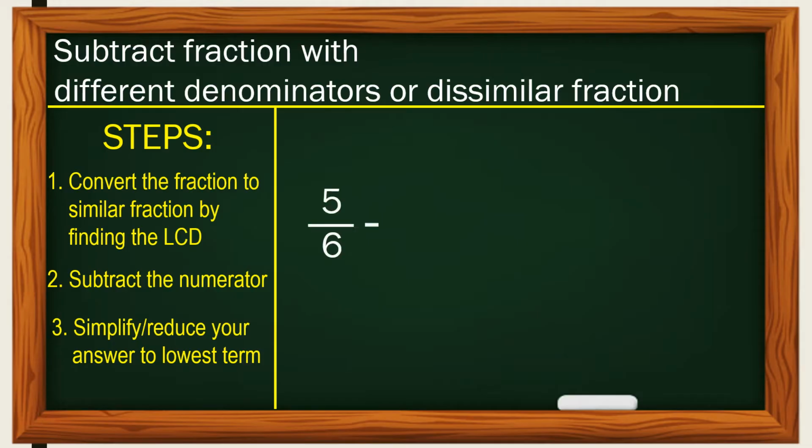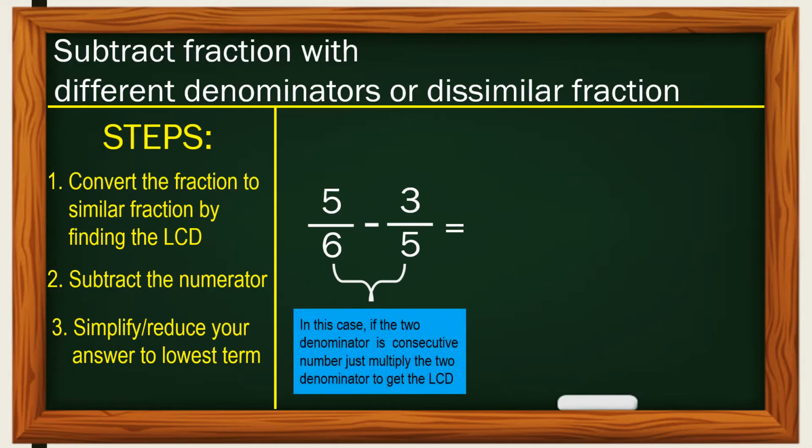5/6 minus 3/5. So, ang una natin gagawin ay we're going to find the LCD of 6 and 5. Paano natin ito gagawin? So in this case, if the two denominators are consecutive numbers or magkasunod sila, just multiply the two denominators to get the LCD. So let us multiply 6 times 5 is equal to 30.